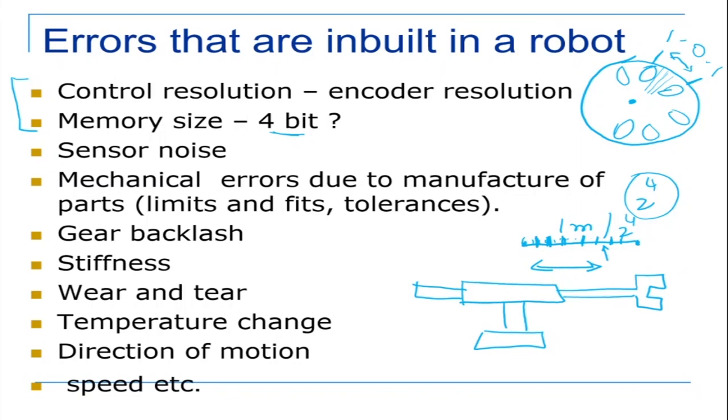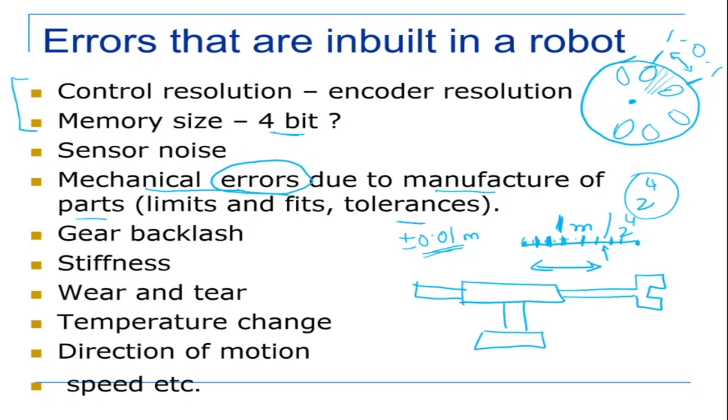Mechanical errors. Now, there are errors due to manufacture of parts. For example, when we are saying this robotic link is 1 meter, I just said that this is 1 meter in length, it can traverse 1 meter rather. But exactly this link may not be 1 meter. What I mean is that when the link is being manufactured, there are going to be some fits and tolerances. Because these tolerances are there, there will be some plus minus 0.01, for example. This is very small, but it is still there. That means there are going to be mechanical errors because of manufacture itself. In case of assembly, there are limits and fits. In case of tolerances, a part can be a little bigger or a little smaller. So mechanical errors are inbuilt in the system, and you cannot do anything about it. They are going to be there.